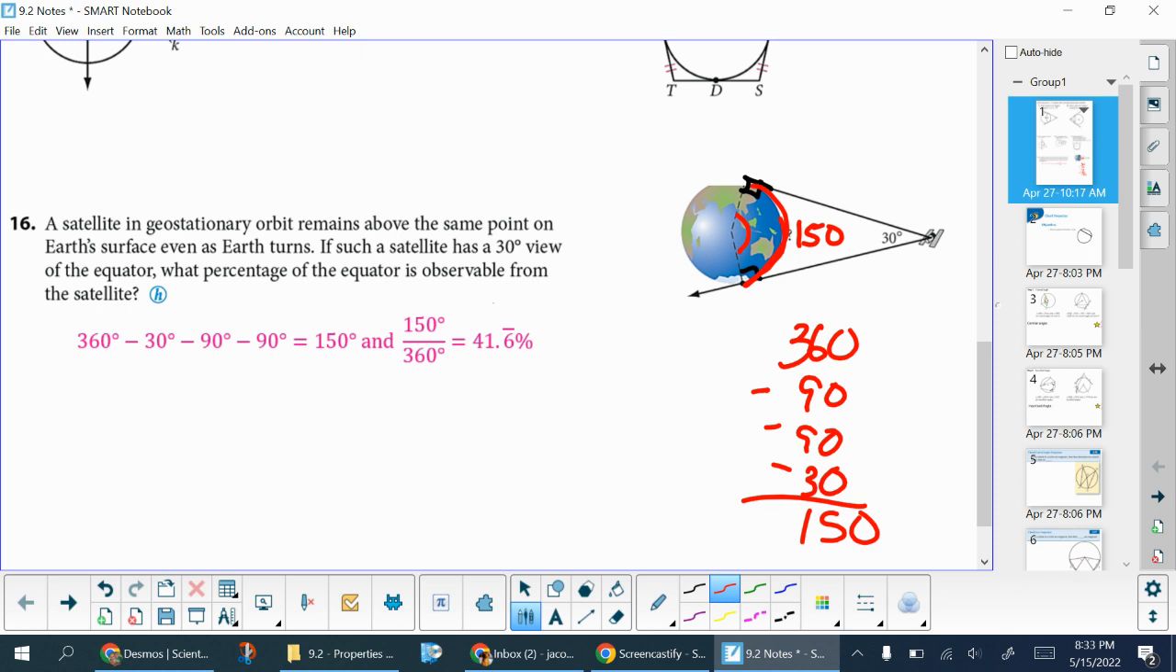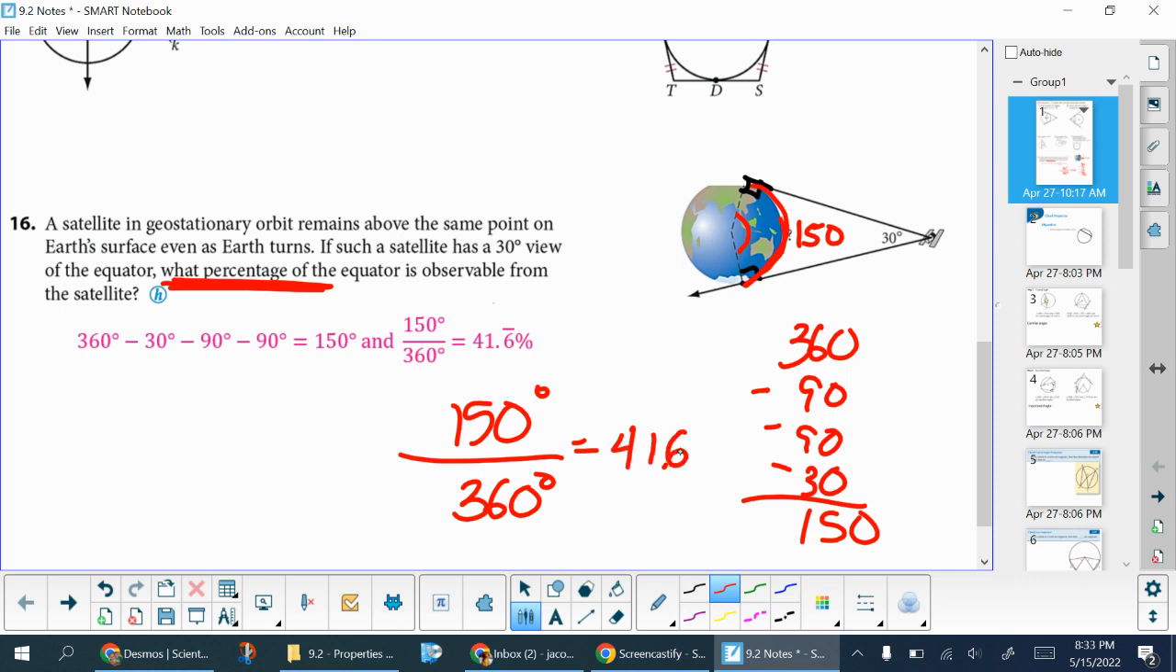And either way we want to think about it, if we're talking about what percentage is visible from the satellite, we can view 150 degrees of the whole thing. And the whole Earth is 360 degrees. And that gives us 41.67% of the Earth that's viewable. So that's what's going on with that one.